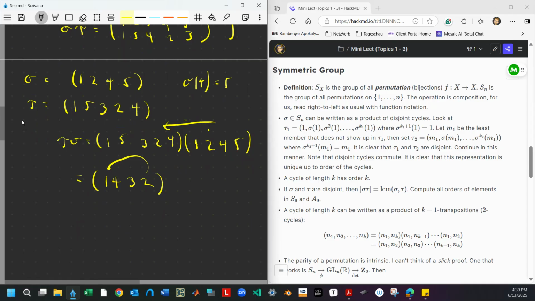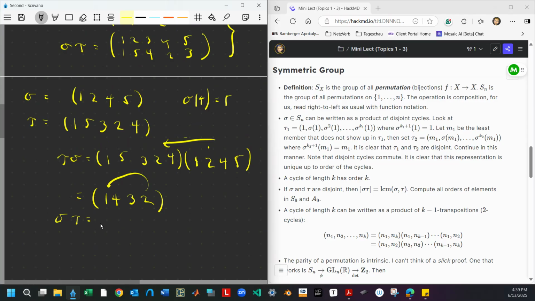Now, of course, if I flip these around and look at sigma tau, let's just do that. We'll get something different, and we should get a different representation from what we had up here. So writing this out, I'm just going to write everything out again. So 1, 2, 4, 5, and 1, 5, 3, 2, 4, right? And so again, I'll start with 1. So 1 goes to 5, 5 goes to 1, right? So actually, we stop there. Now we need to start a new one, because that one closed off.